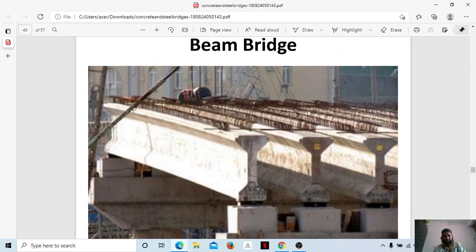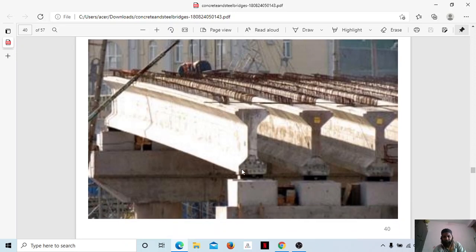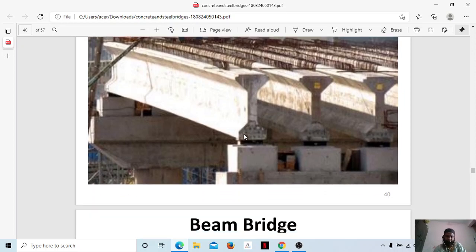Beam bridge. You can see these beam bridges have been casted here. Over this, then a small slab comes, which is being casted here. You can see the reinforcement being placed. These are precast, prefabricated or pre-stressed concrete structures which are made in the industry, and then brought onto the site and assembled here.